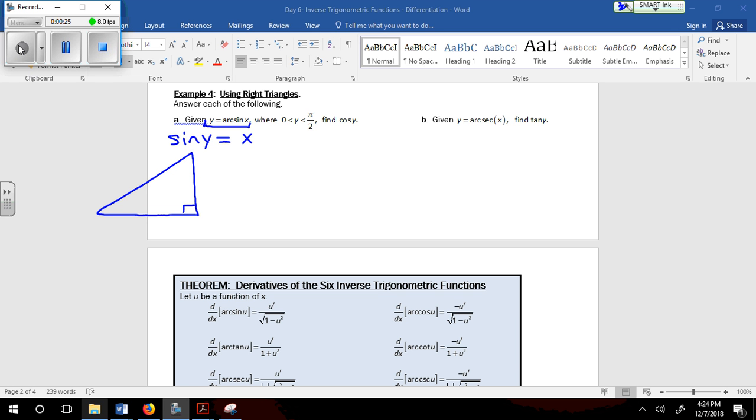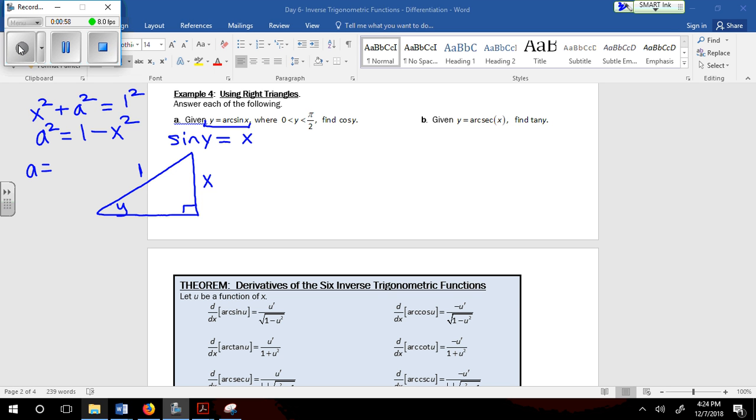If we make y our angle, then sine we know is opposite over hypotenuse. Well, this is x over 1. So we can use Pythagorean theorem to solve for our cosine. So x squared plus adjacent squared equals 1 squared. So a squared equals 1 minus x squared.